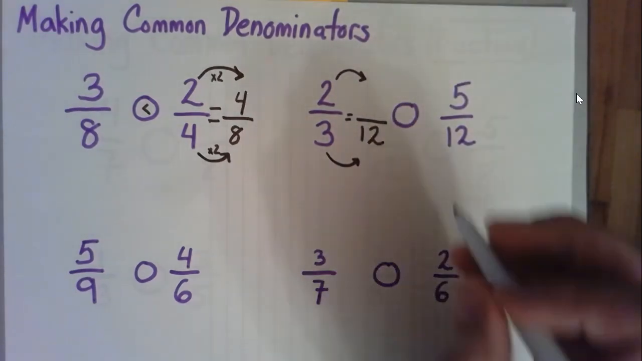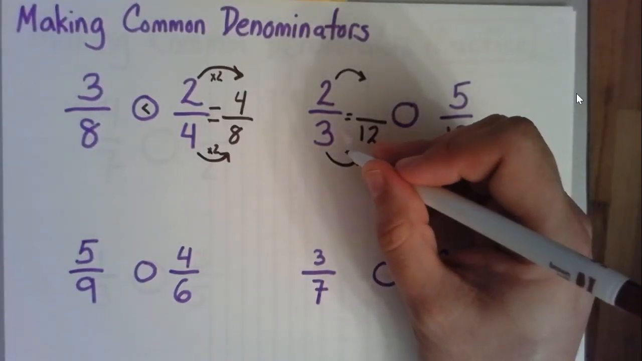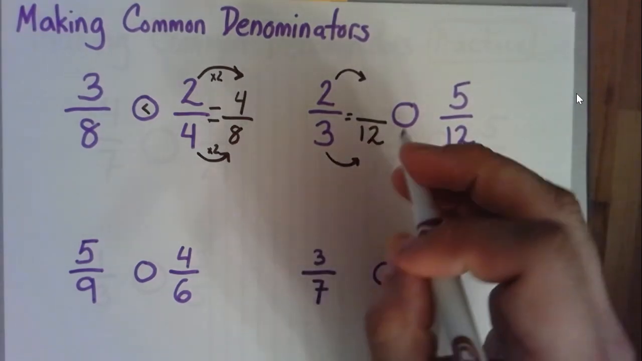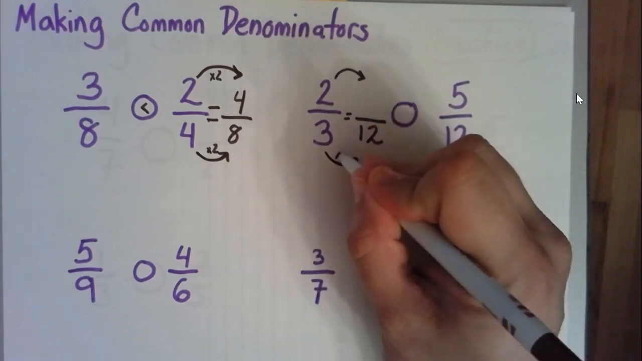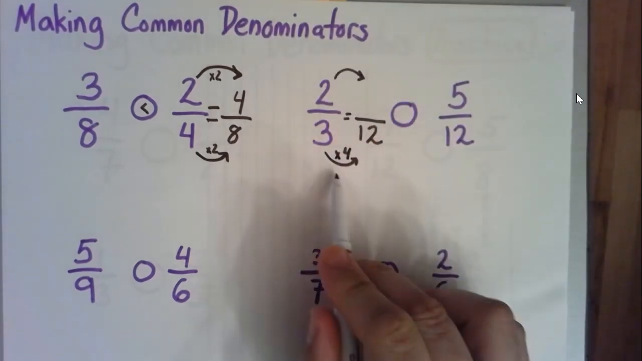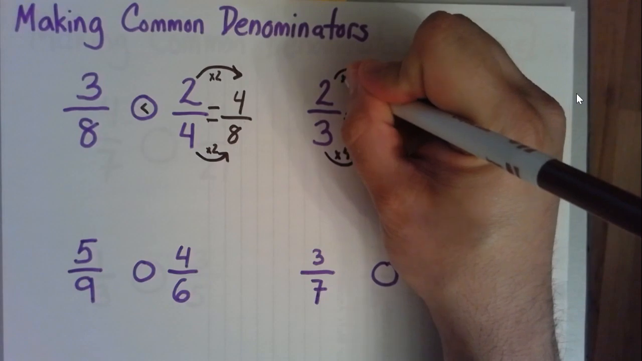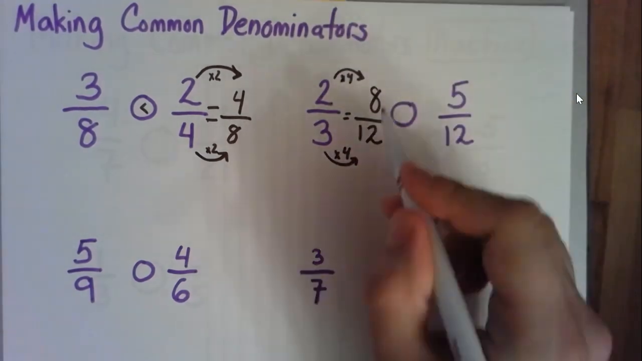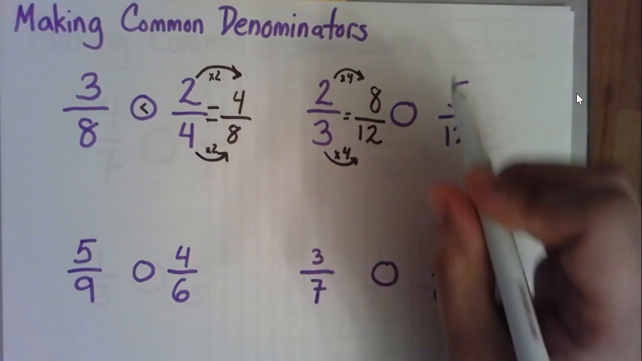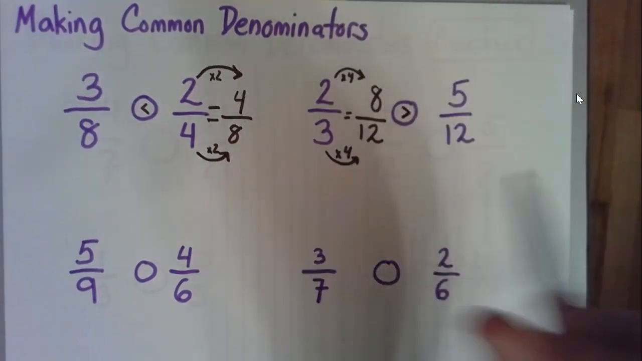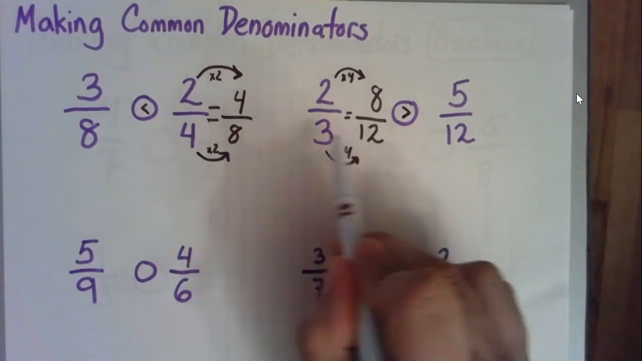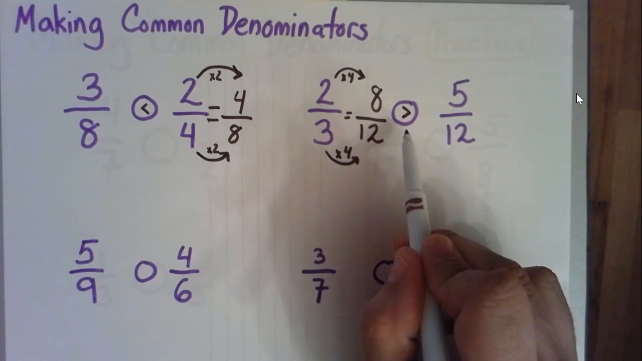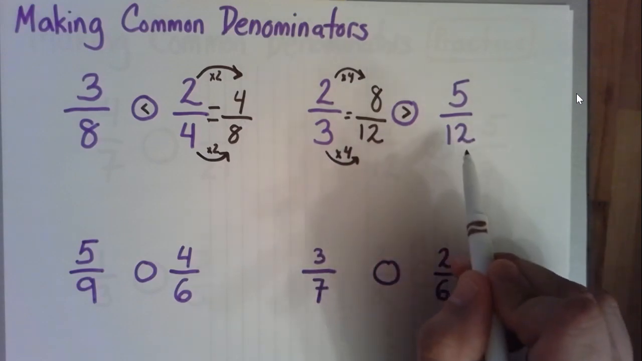3 times what is going to give me 12? Well, I know that 3 times 2 is going to give me 6. That's not going to get me there. 3 times 3 is 9. That won't get me there. But 3 times 4, 3 times 4 equals 12. What I do to the bottom, I've got to do to the top. 2 times 4 equals 8. So I've got 8/12 compared to 5/12. Well, clearly 8/12 is larger. So this tells me that 2/3, since these two are equivalent, is greater than 5/12.